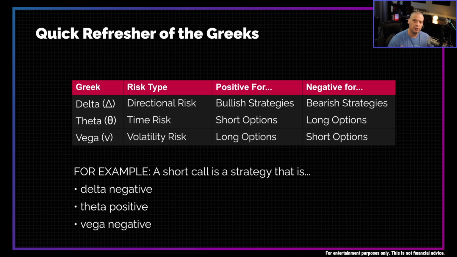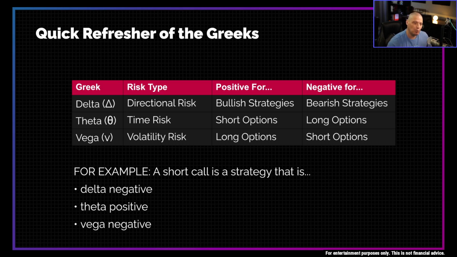When it comes to theta, you can have option strategies that benefit from the passage of time. We call these theta positive strategies, or you can have strategies that are hurt by the passage of time. These are theta negative. And you can have option strategies that benefit from a volatility spike. Those are vega positive strategies. And you can have strategies that are really hurt by a volatility spike. These are vega negative strategies.